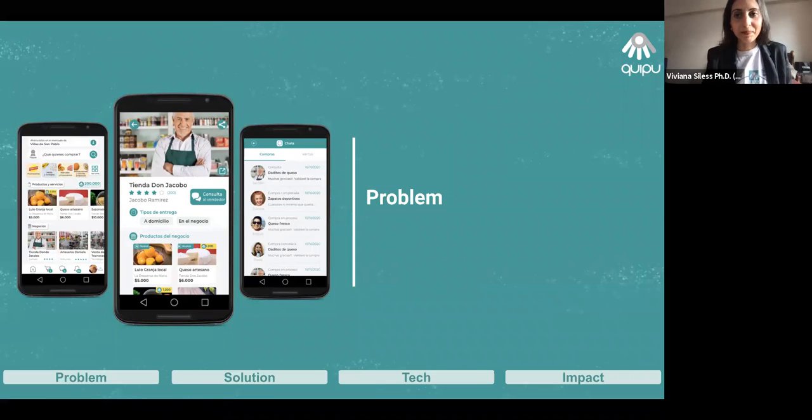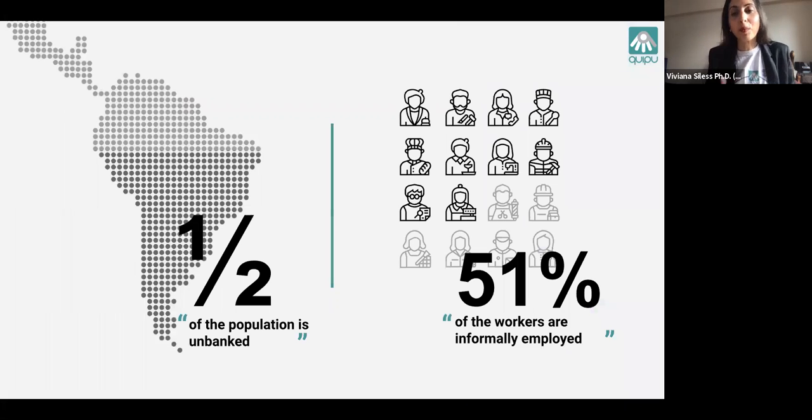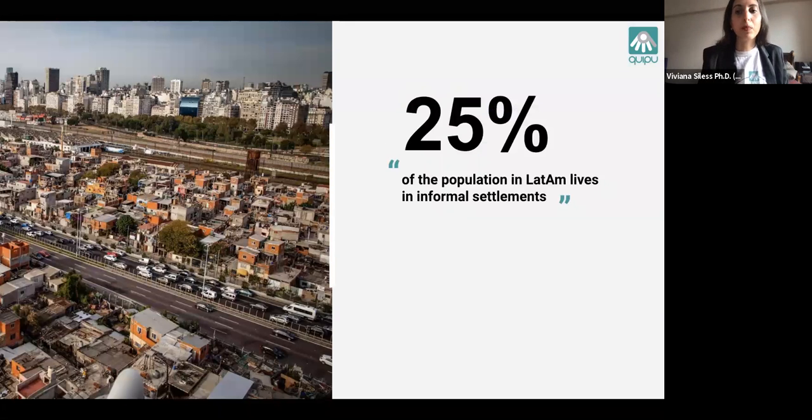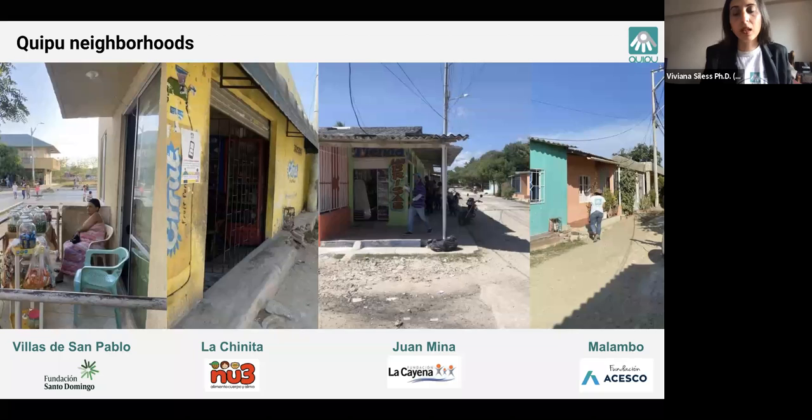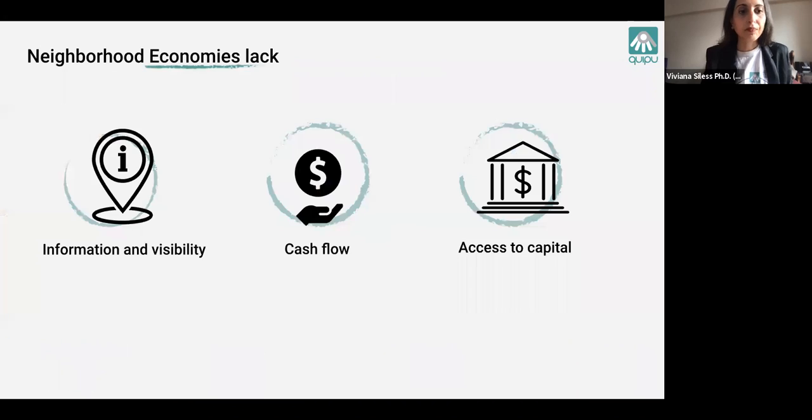So the problem, first: half of the population in Latin America is unbanked. They are underserved by financial services, and the majority of the workers are informally employed. A quarter of the population in Latin America lives in informal settlements, which are places that look like this, or this. These are 4 neighborhoods where we are currently working. The first one, Villa de San Pablo, has been our pilot marketplace.